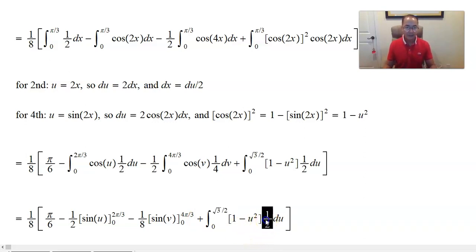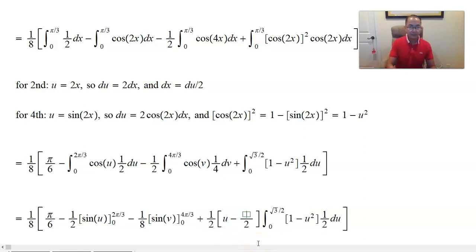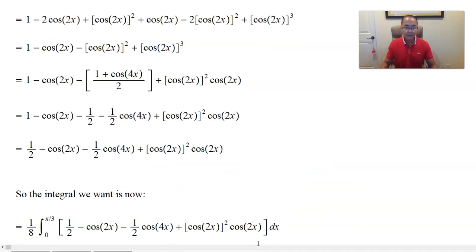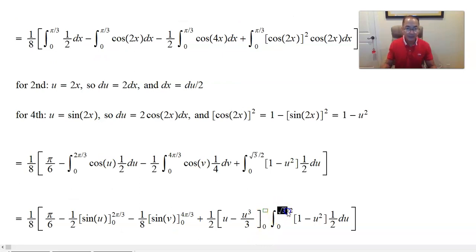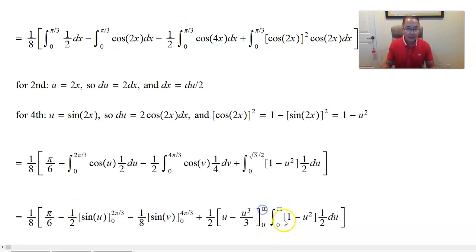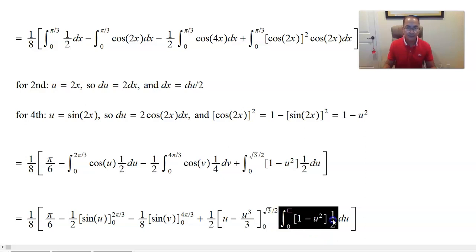Last one, we have 1/2. And we are in u, so we have u minus u cubed over 3. U cubed over 3. From 0 to radical 3 over 2. Whoops. Clumsy fingers.